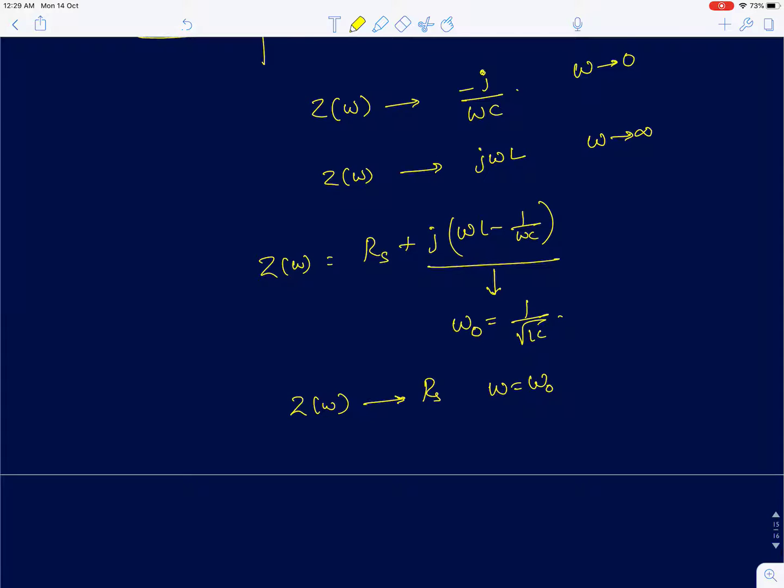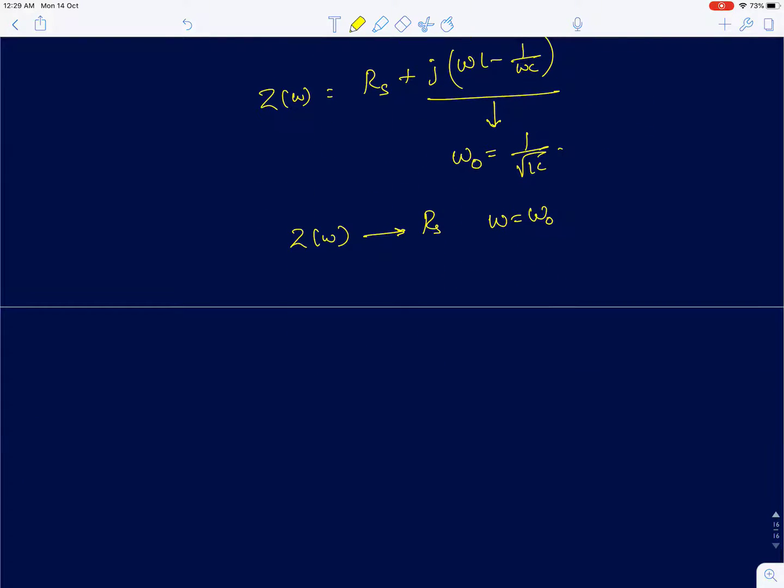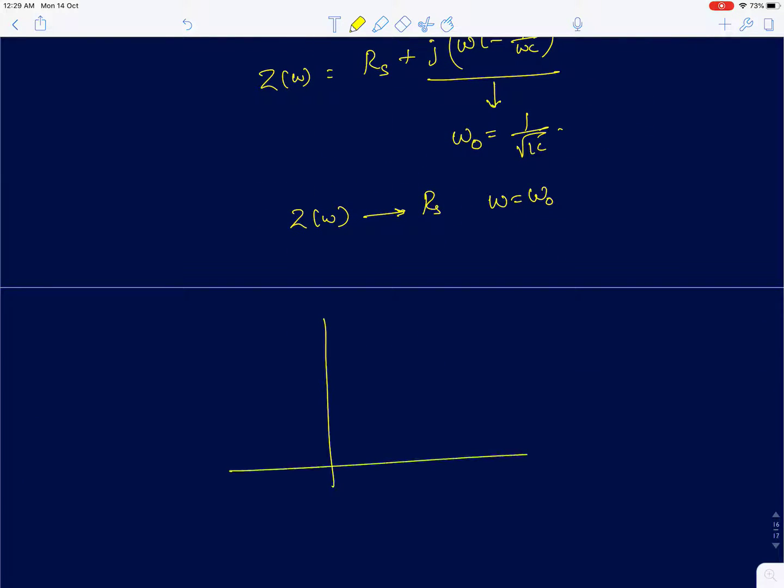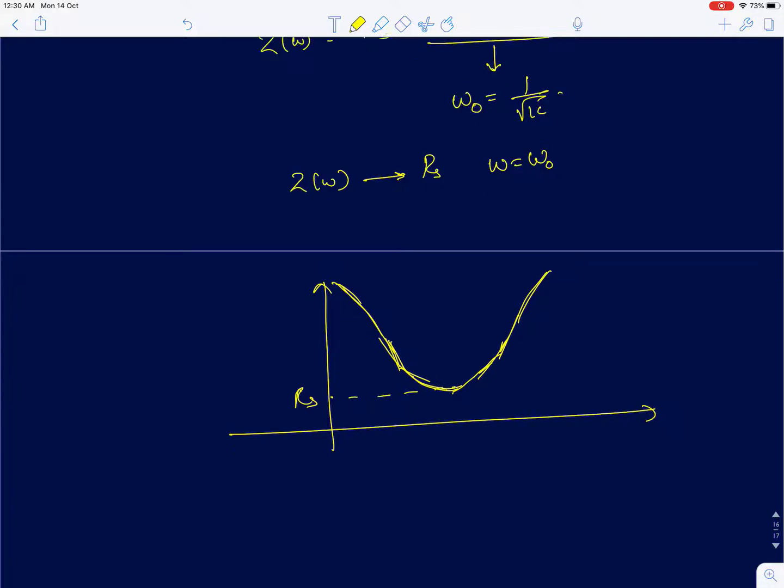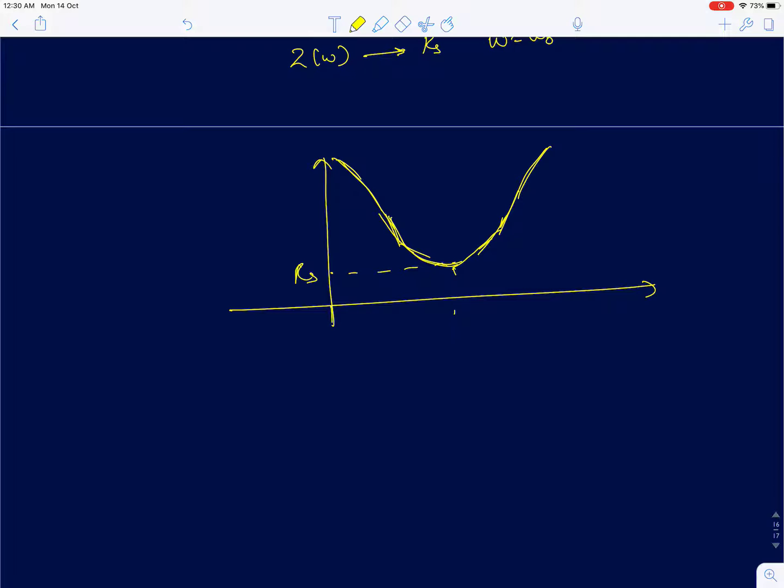So at low frequencies, if you are asked to plot the impedance, we know that the impedance is infinity. So I'm going to start with omega equal to 0, it's infinity. And again at high frequencies, Z of omega is going to be infinity because it's j omega L. At omega equal to omega naught, the value of this impedance is R_S.